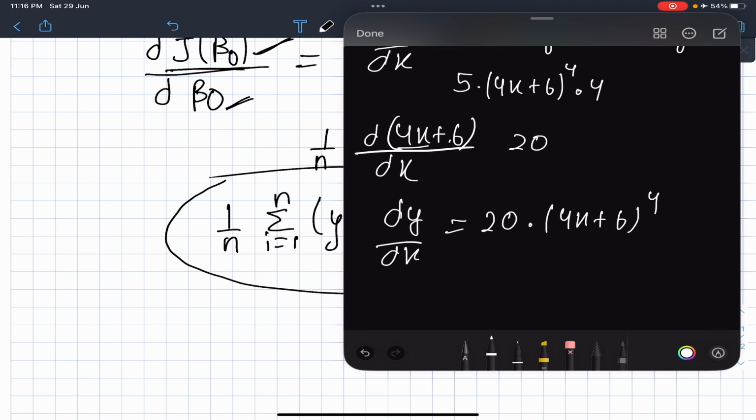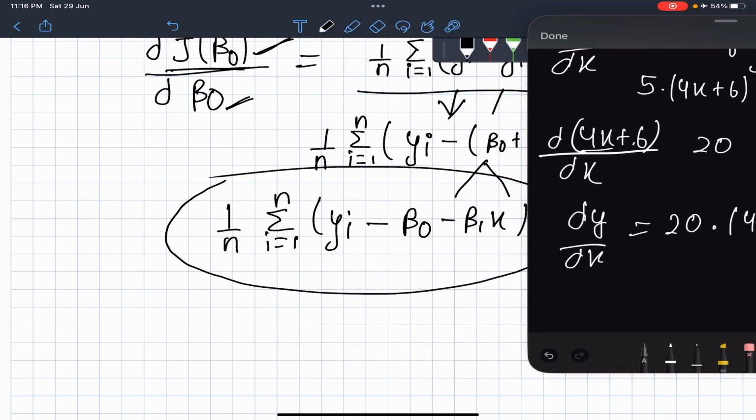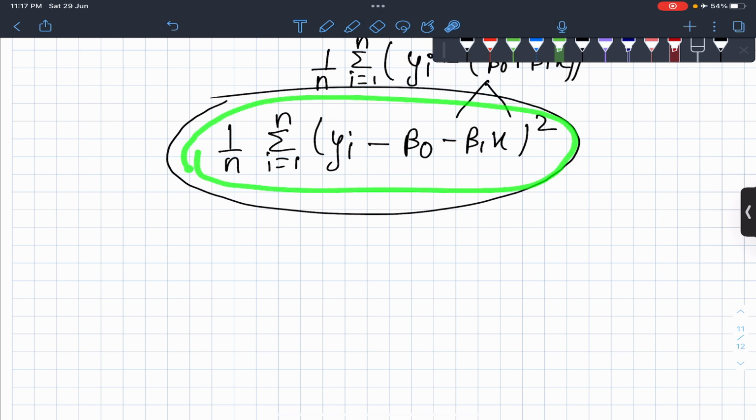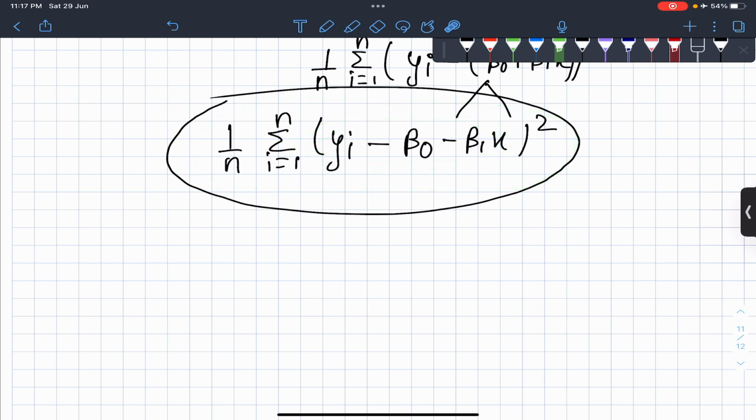Okay, what is it? 20 into 4x plus 6 to the power 4. It was its derivative. Now the same happened here. What will be the derivative of this function? It is nothing but the derivative of the whole function into the derivative of this inner function.